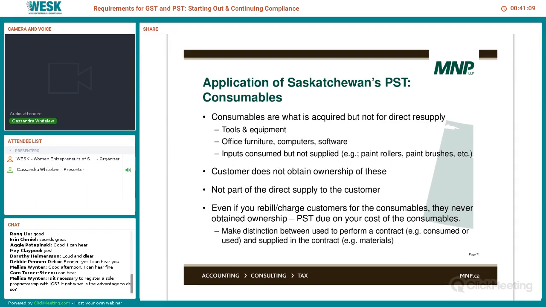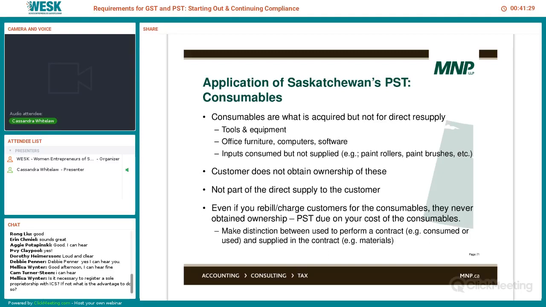Consumables are what is acquired but not for direct resupply. So these are things such as tools and equipment, office furniture, computers, software, and any inputs consumed but not supplied.